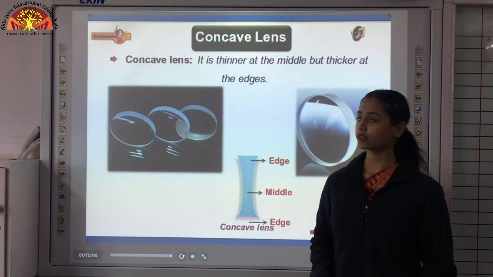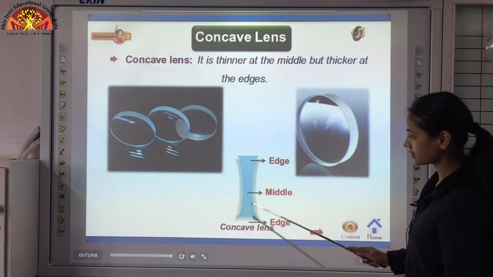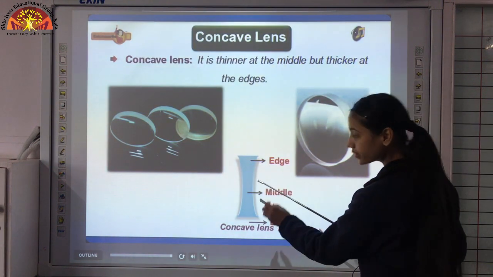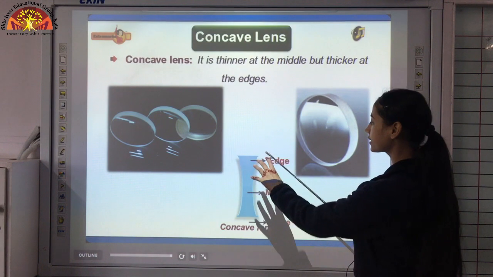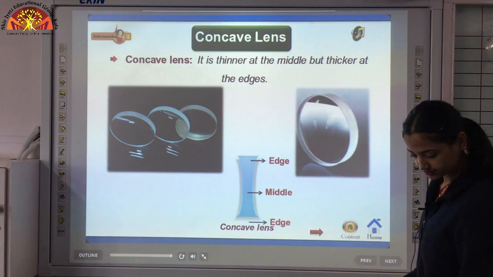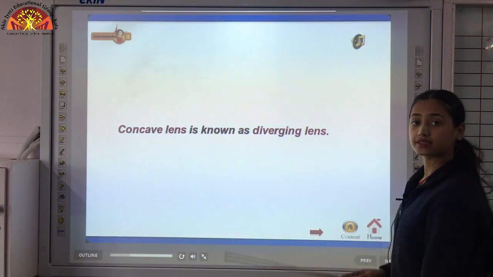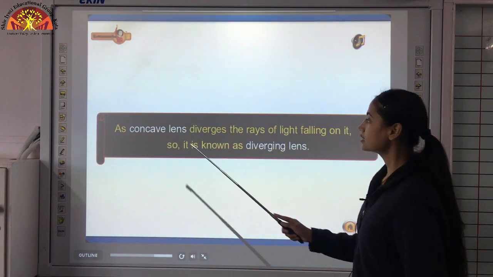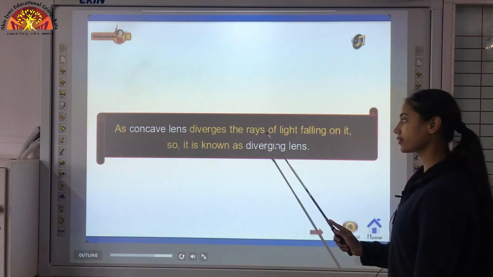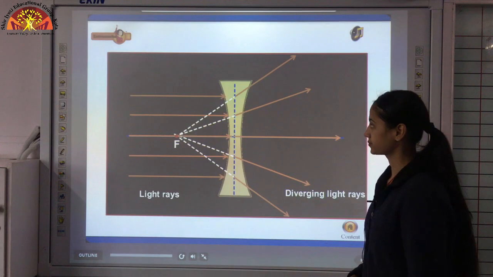Then the second type of lens is the concave lens. The structure of a concave lens is this. It is thinner at the middle and thicker at the edges. It looks like this. A concave lens is also known as a diverging lens because it diverges the rays of light falling on it. So it is known as a diverging lens.